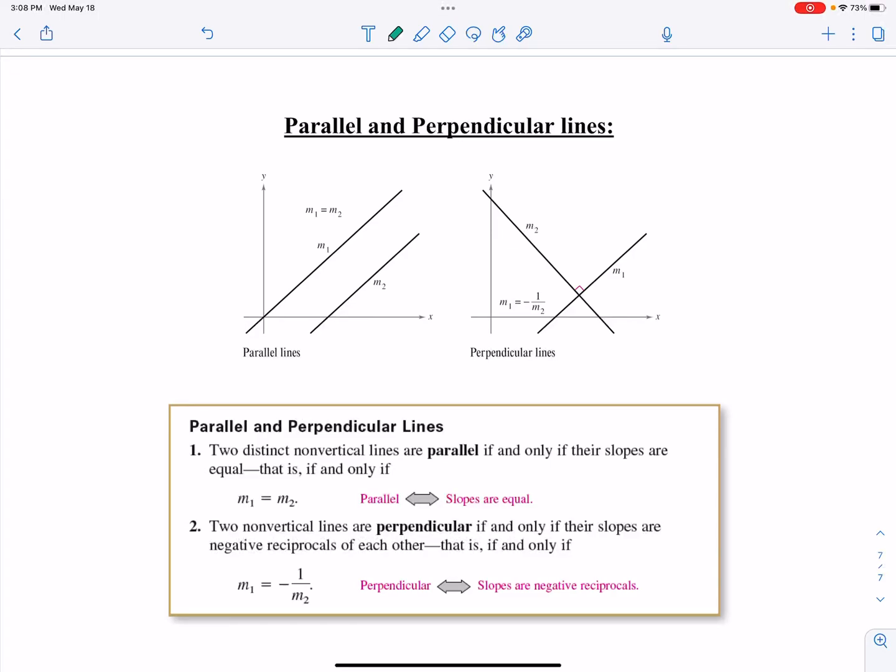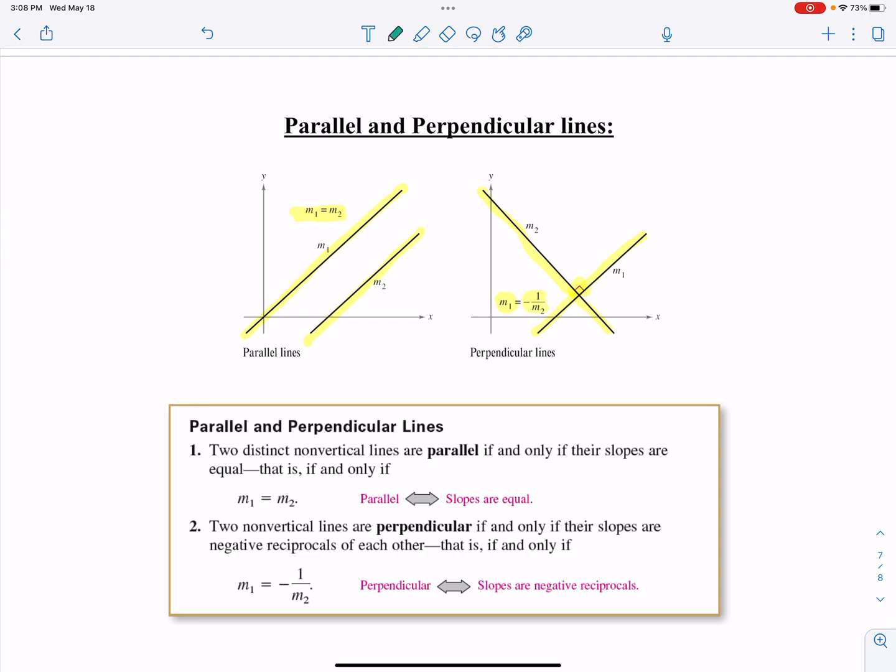All right, our last bit of review in this section is on parallel and perpendicular lines. So hopefully you remember that parallel lines are lines that never intersect because they have the same slope. Perpendicular lines intersect in one spot and exactly at a 90-degree angle. That's what perpendicular is. And that happens because their slopes are negative reciprocals of each other.